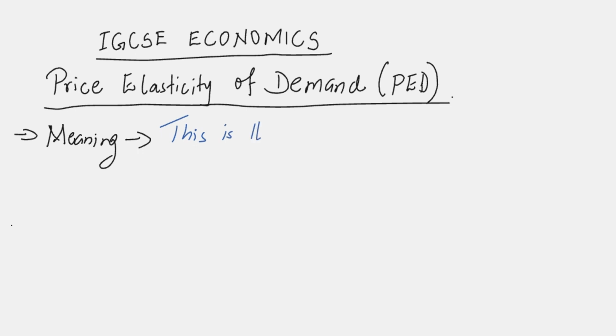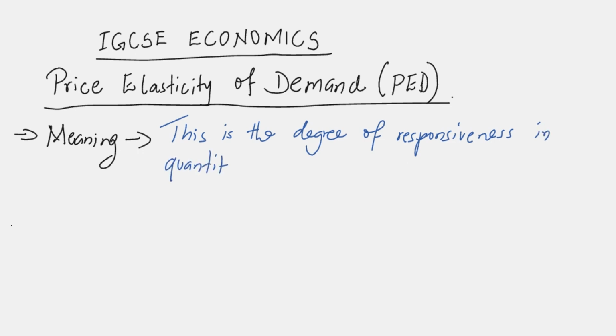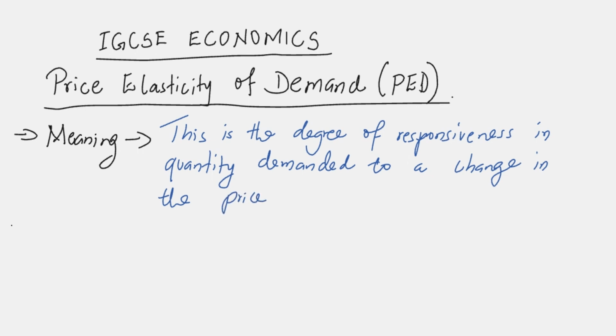So basically, the price elasticity of demand is a numerical measure of the degree of responsiveness of quantity demanded to a change in the price of a product. In essence, here we are looking at to what extent, how much will the quantity demanded change if there's a change in the price of a product. This is what we call the price elasticity of demand.